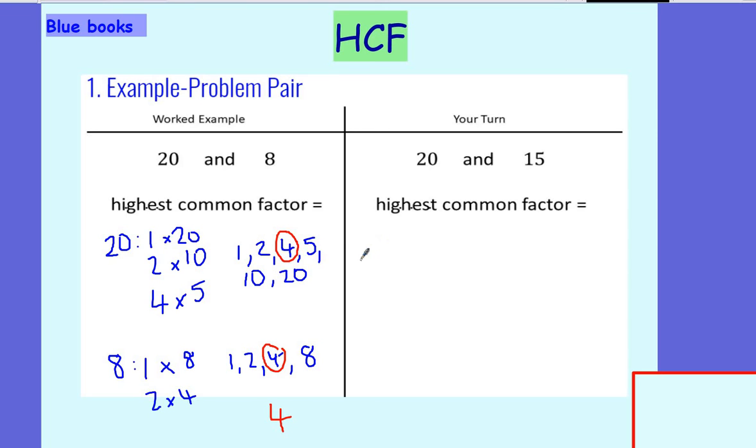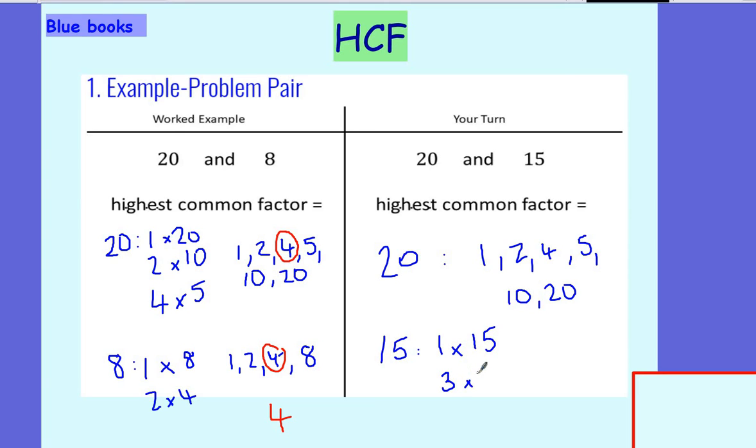Okay, let's go through the answer. So 20, we already have the factors, we worked them out on this side. We've got 1, 2, 4, 5, 10 and 20. And then when we were looking at 8, we had the factors 1, 8 and 2 and 4. So for 15, we've got 1 times 15 or 3 times 5, which gives us the factors 1, 3, 5 and 15. So what's my highest common factor going to be, Ryan? 5. Fab.